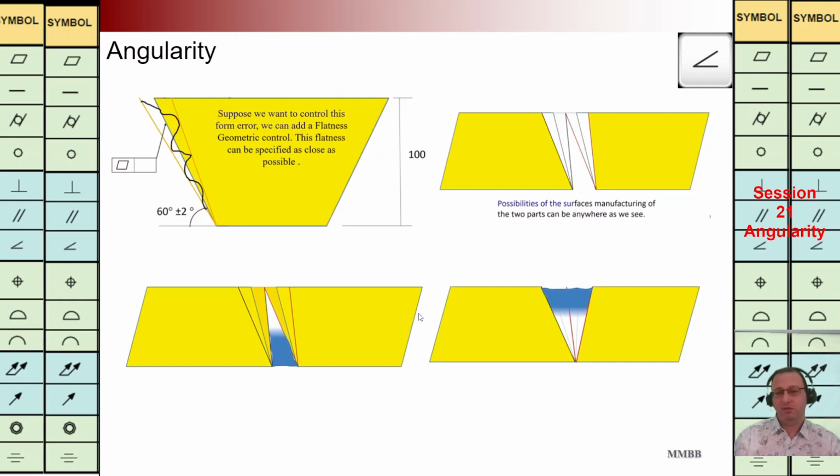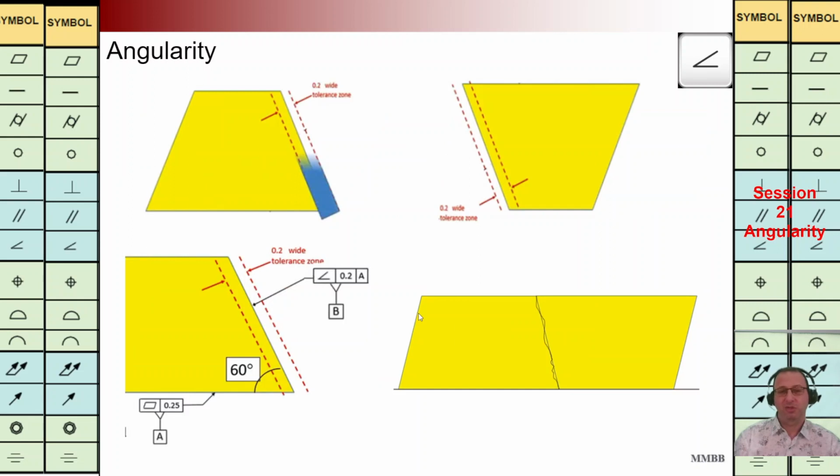In this situation, it is really good to implement the angularity symbol and control the orientation of these two surfaces. We have TZ 0.2 back to A, and A is qualified. In this way, easily we can do the assembly without having that tight TZ.